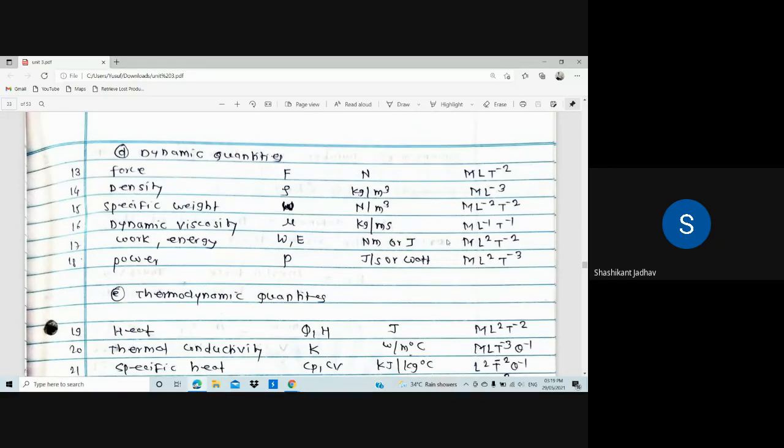Okay, dimensions are over. Anyone reply in the chat box? Okay, dynamic quantities. Force is there. What is the symbol and unit for the force? F. Unit is Newton. And what is the dimension? M L T raised to minus 2. Okay, so in that way, all of you complete these dimensions. In the dynamic quantities, force is there, density is there, specific weight is there, dynamic viscosity, work, energy, and power. Okay, so all of you complete this.